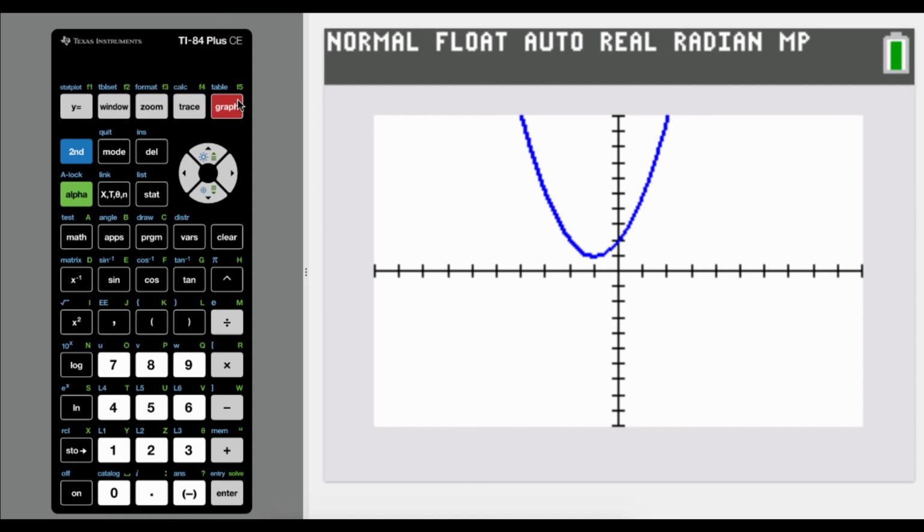Our inequality said that we were looking for where this was less than 0. And less than 0 would mean below the x-axis. We can see that there is no portion of our graph that's below the x-axis, so this inequality is going to have no solution to it because it's never negative.